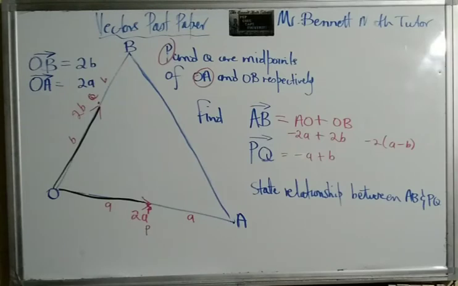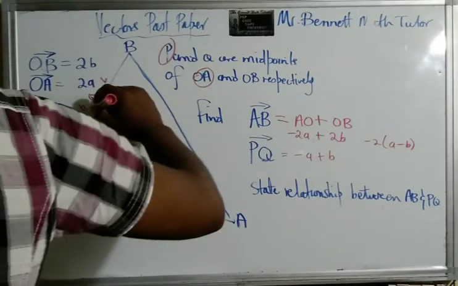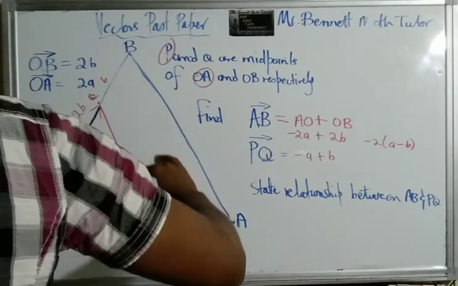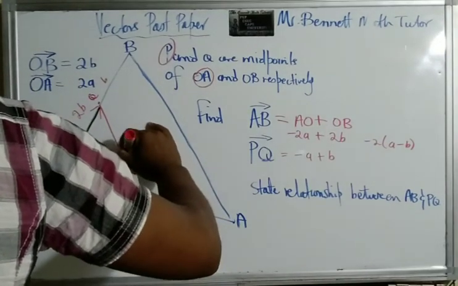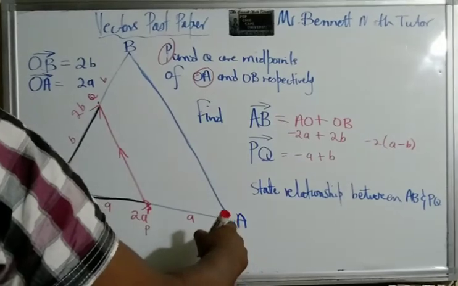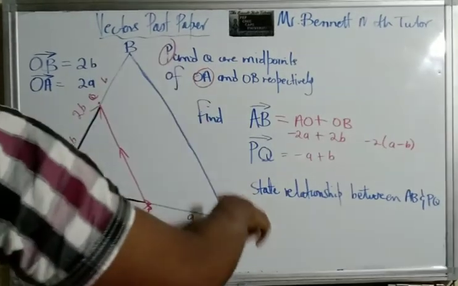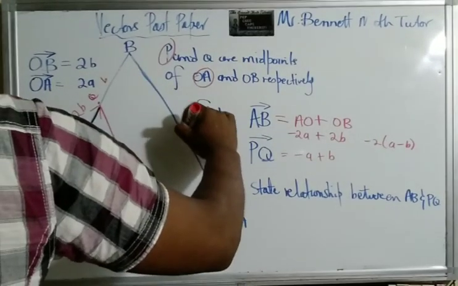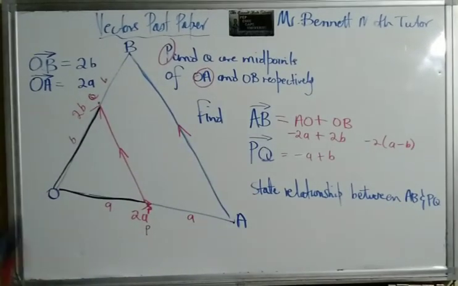Alright, it says state the relationship between AB and PQ. So let's look at that now. Relationship between AB and PQ. Where is Q again? Alright, so AB and PQ. AB, so we go in this direction, and as you guys can see, it is parallel.